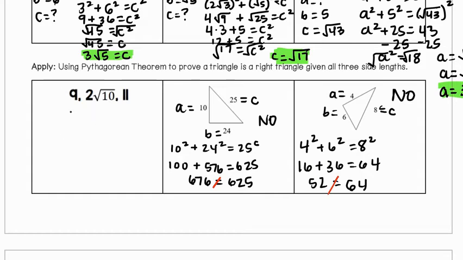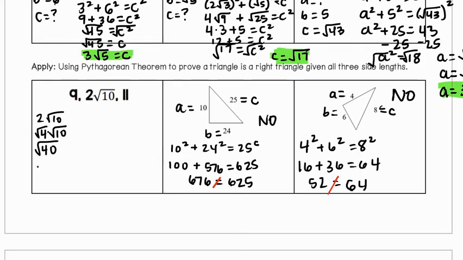Now in this one, they are not telling us which ones are the legs and which one is the hypotenuse. We always know that the hypotenuse is the longest side of the triangle. This 2 root 10 is a value that we can figure out, but we don't know it exactly right now, and that's going to help us decide which one of these should be our C value. So 2 root 10 would be the same as the square root of 4 times the square root of 10, because the square root of 4 is 2. When I multiply two radicals together, I can multiply the number underneath, so 4 times 10 is 40.